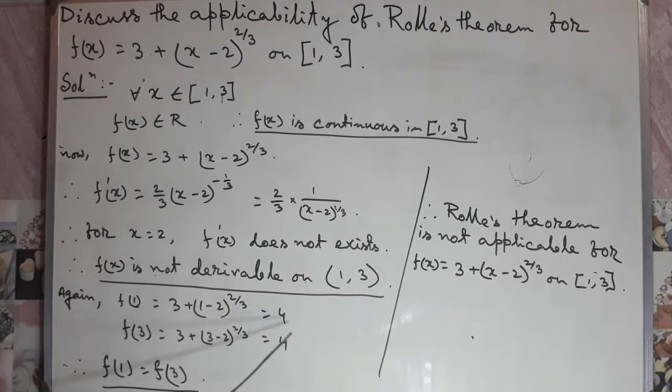And f of 1 is equal to 4, f of 3 is also equal to 4. We have to check all three conditions: continuity, differentiability and the functional values at the end points. If all these three conditions are satisfied, then only can we say that Rolle's theorem is applicable, otherwise it is not applicable. Here f of x fails to be derivable on the open interval (1, 3), that's why Rolle's theorem is not applicable on f of x, that is 3 plus (x minus 2) whole to the power 2 by 3, on the closed interval [1, 3].